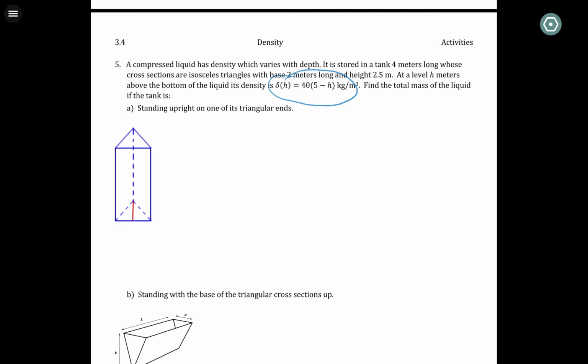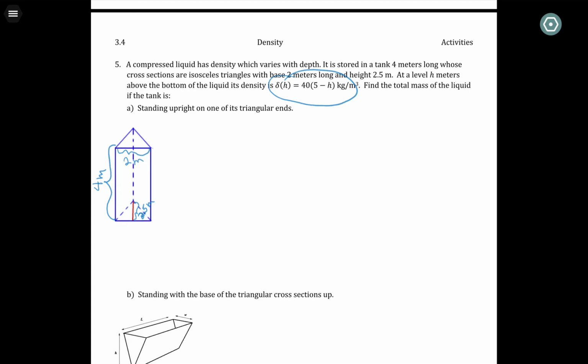And first thing we're going to do, okay, 4 meters long. So first thing we're going to do is label all these dimensions. So the tank is 4 meters long, and the ends are isosceles triangles with a base of 2 meters and a height, so this height right here, of 2.5 meters. So if we were just trying to find the volume of this thing, even if we were trying to do it by slicing, that's fairly easy. We just need the area of the triangular face, but this is a little different.